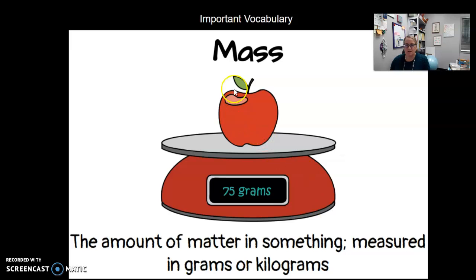The next word we have is mass. Now mass and weight sometimes get confused. So weight is how heavy an object is. Mass is the amount of matter in something, and it's measured in grams or kilograms. So you can see on this scale that this apple is 75 grams. Grams are the smaller version of kilograms.